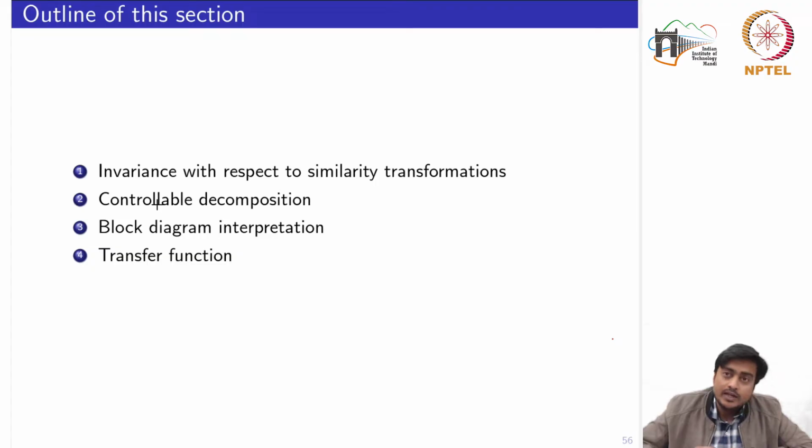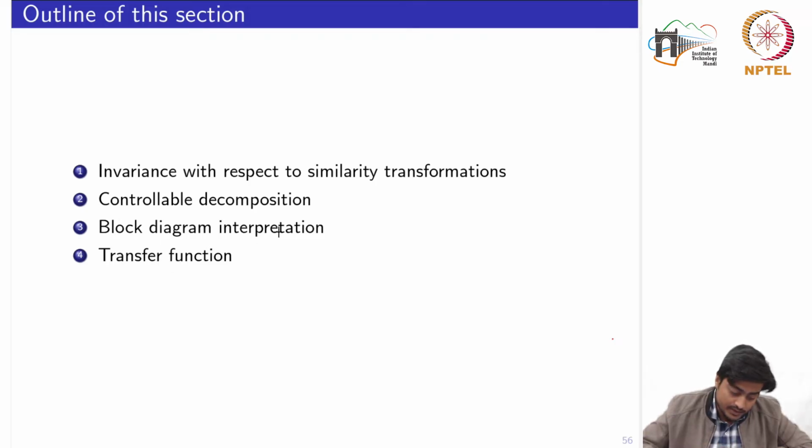The second one is the controllable decomposition. So this is the most important point of this section, where we are going to show that if the rank of the controllability matrix is not equal to n, then it means that not all of the states are controllable, let's say we have n number of states, right? Now the question arises here, are some of the states controllable? So here we are going to answer that using some decomposition.